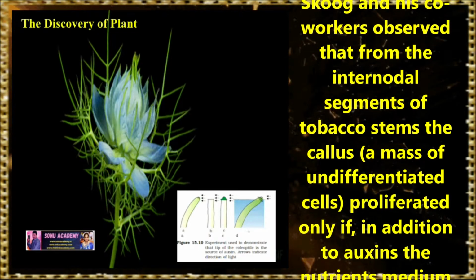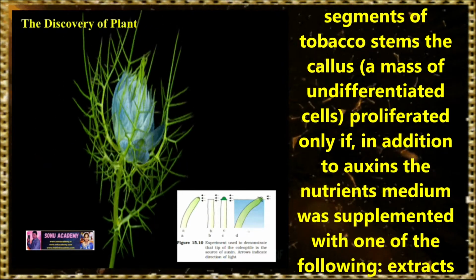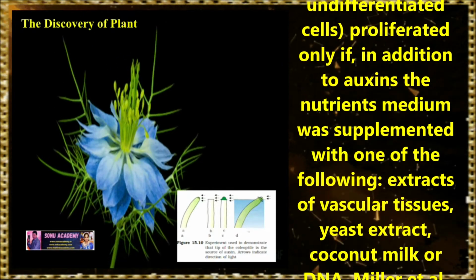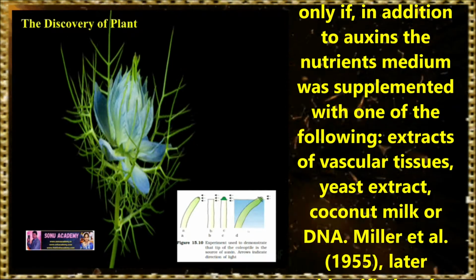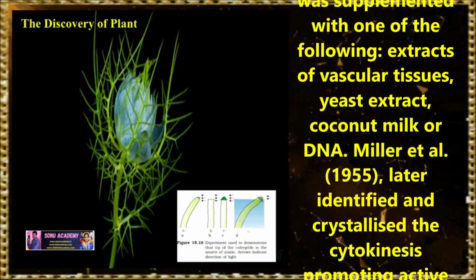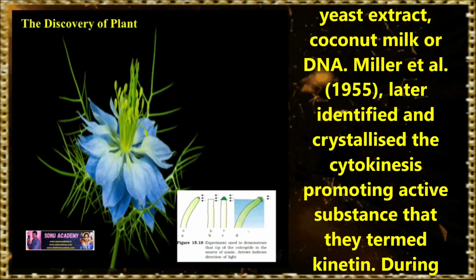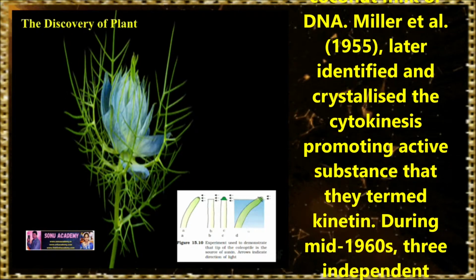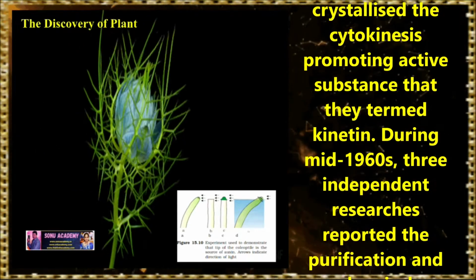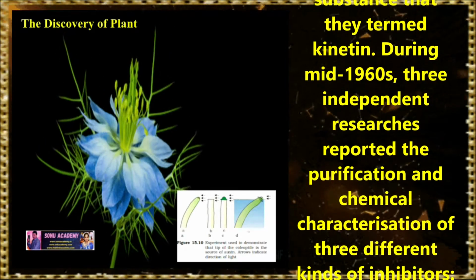Skoog and his co-workers observed that from the internodal segments of tobacco stems, the callus proliferated only if, in addition to auxins, the nutrient medium was supplemented with one of the following: extract of vascular tissues, yeast extract, coconut milk or DNA. Miller et al. later identified and crystallized the cytokinesis promoting active substance that they termed kinetin.